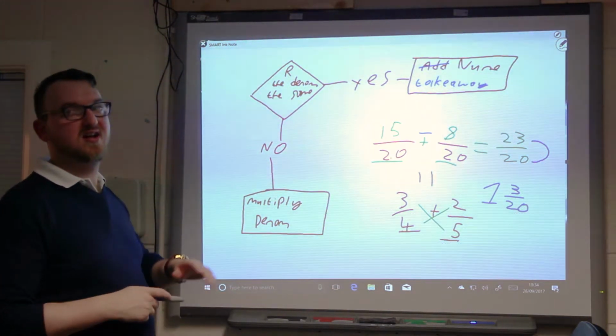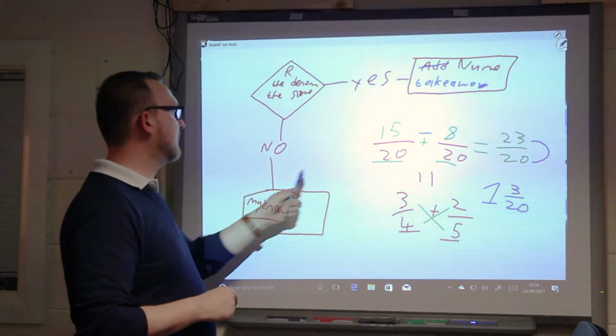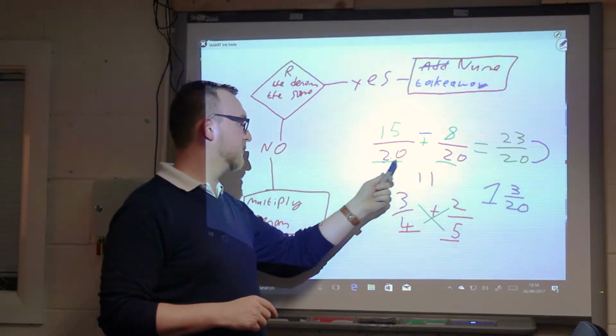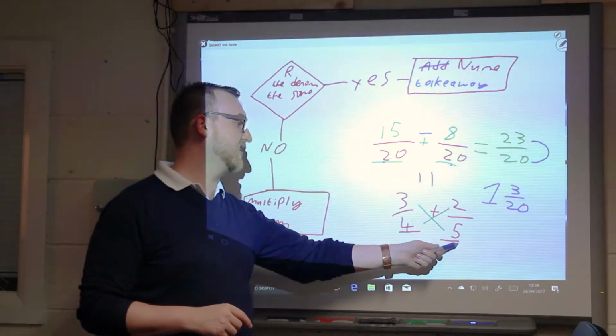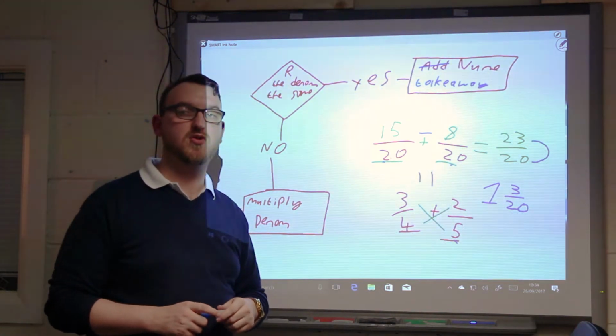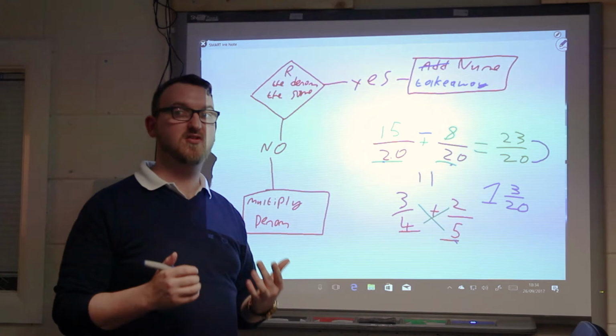The hardest part about adding and taking away fractions is if the denominator is different. But all that you need to do is make sure that you turn the denominators the same by multiplying them together, and then you just have to remember to cross multiply those numerators, and that will give you your answer.